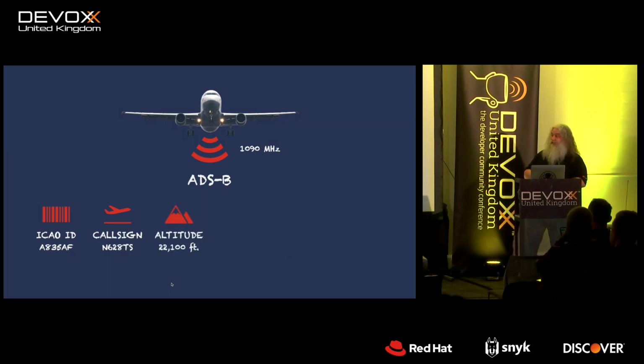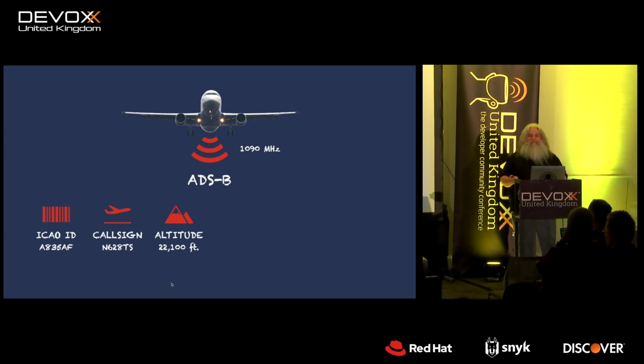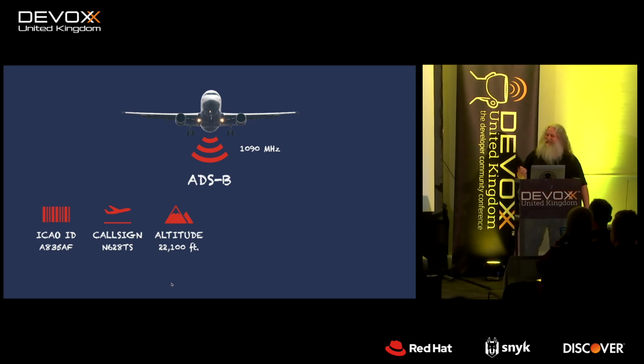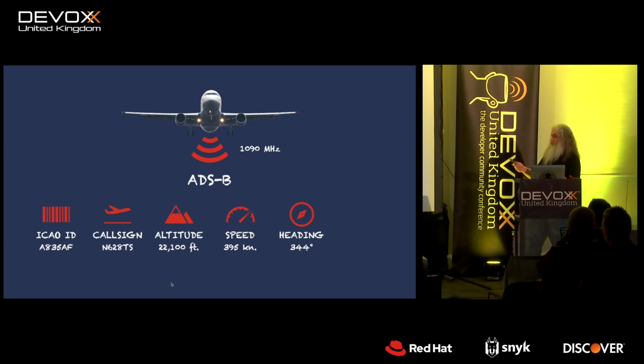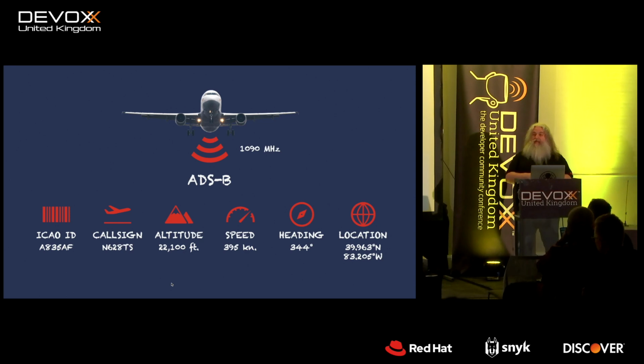They broadcast their altitude in feet. Internationally, I think that's kind of funny. They broadcast their speed in knots. They broadcast their heading in degrees, of course. And their location in latitude and longitude. And so all this data is being broadcast constantly.